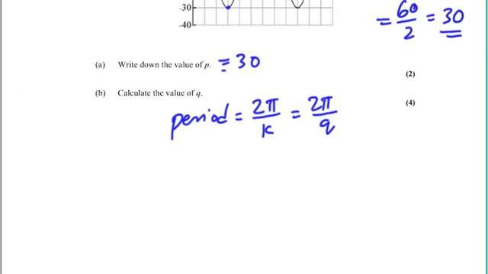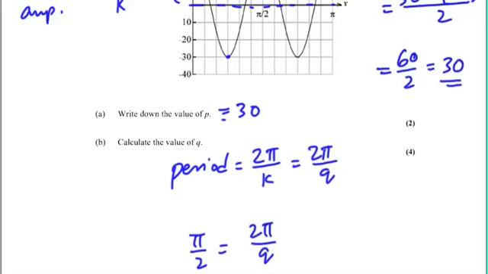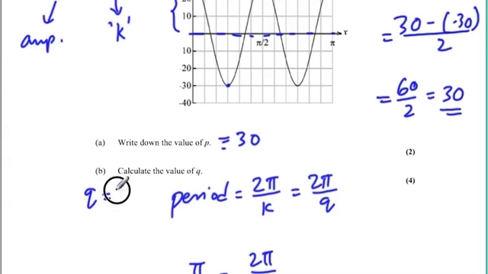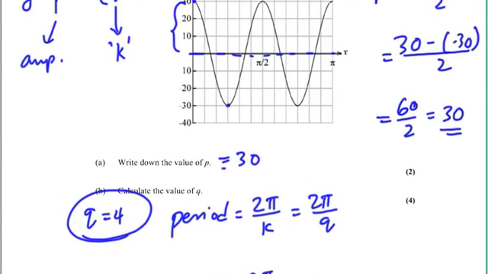So if I write this, pi over 2 is equal to 2 pi over q, okay? I can cross multiply, so in other words, q pi is equal to 4 pi, and so q is equal to 4 pi over pi, and if I cancel these out, I'm just left with 4. So q is equal to 4. So the answer is: the value of q is equal to 4, okay? All I did was some algebra. The period is equal to 2 pi over q. We found the period from this graph, let me scroll up a little more.